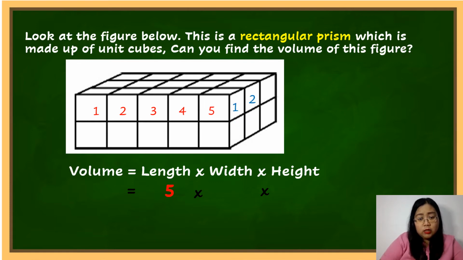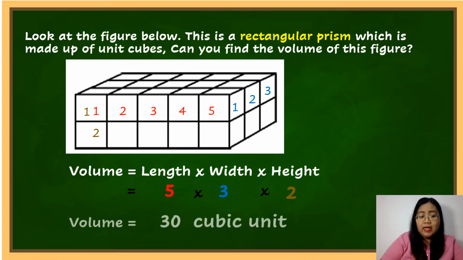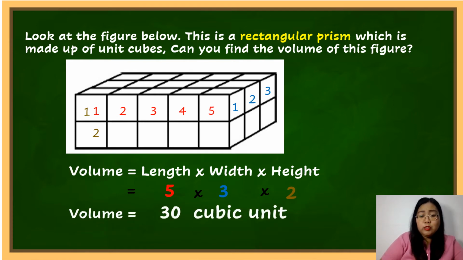How about the width? 1, 2, 3. 3 widths. And how about the height? 1, 2. There are 2 heights. So multiply 5 times 3 times 2, which is equal to 30 cubic units. Don't forget to write the cubic unit.